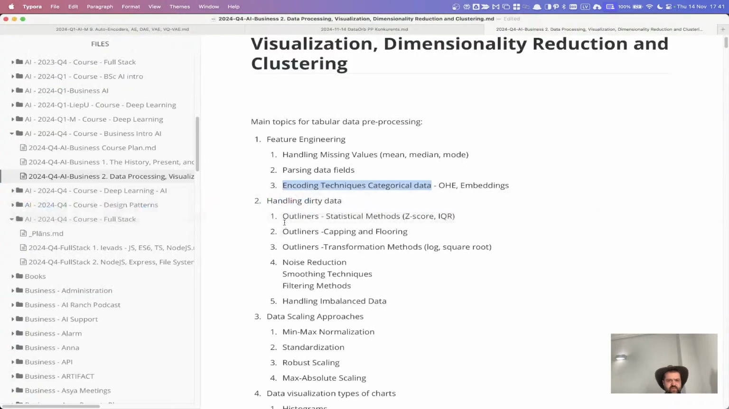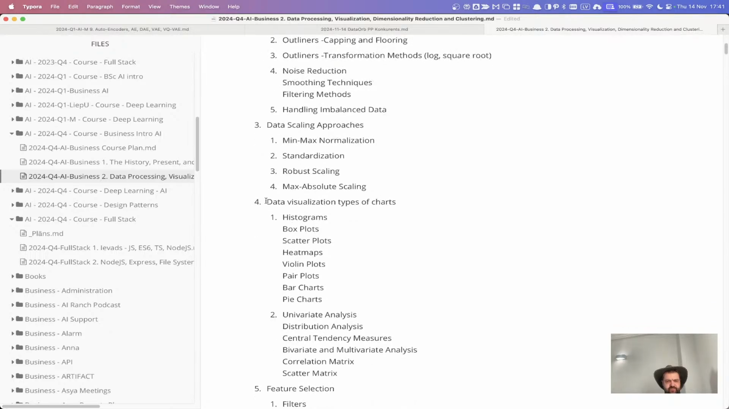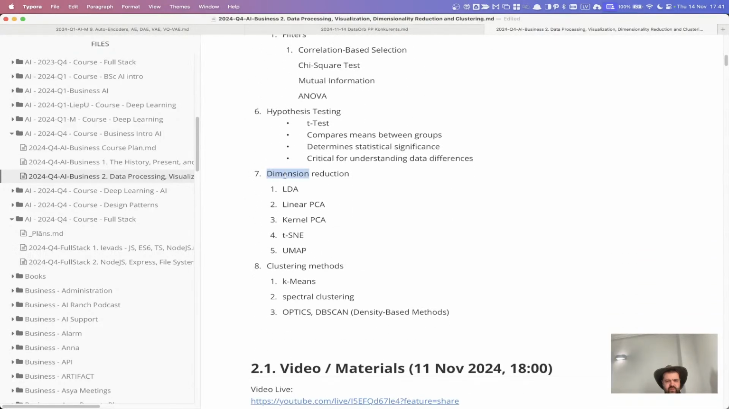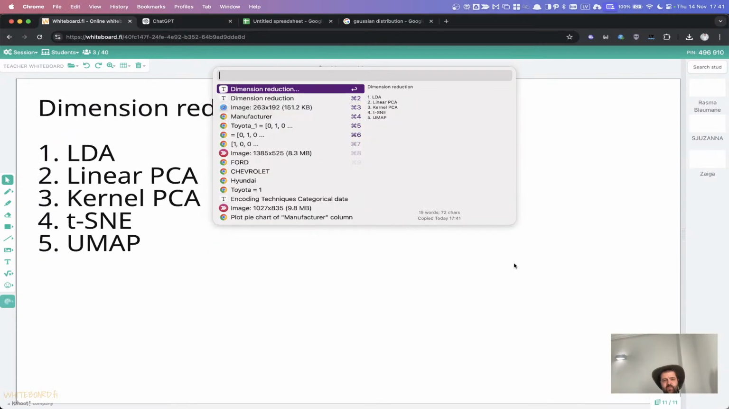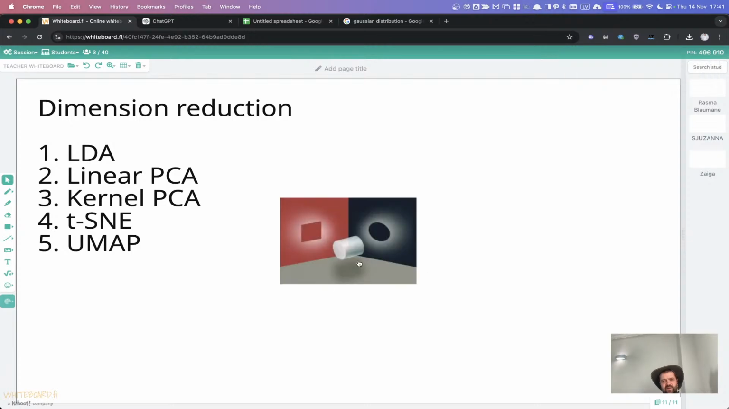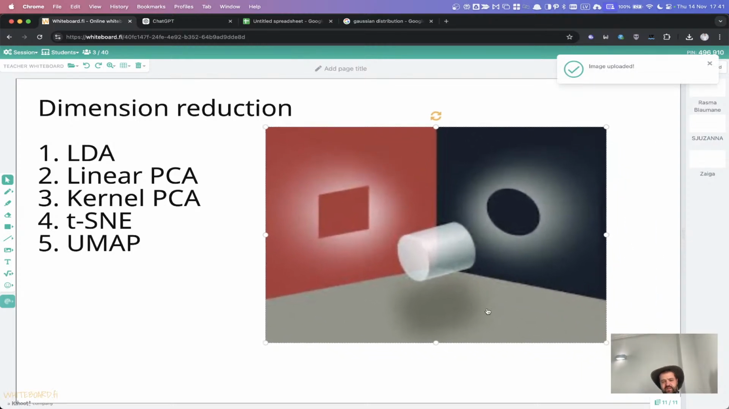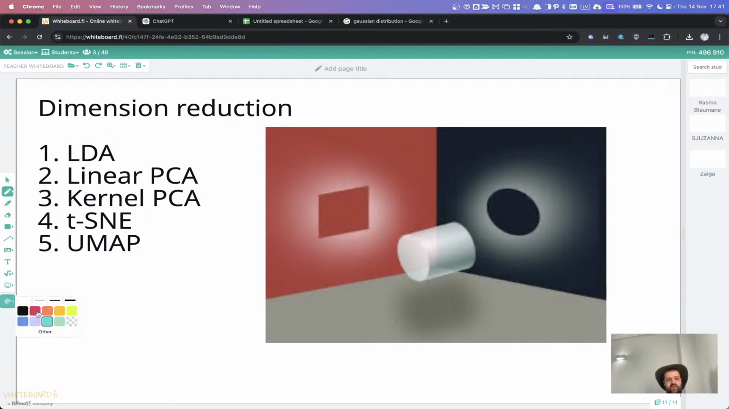Actually, let me, do I have it somewhere? Yeah, so this would be the dimension reduction part, and some of the methods that we can use are these. And we can basically look at this as a projection. So imagine if we have a three-dimensional object like a cylinder, right? So this is our three-dimensional cylinder, and if the light is projected from that side, I can project it as a circle to the two-dimensional space.